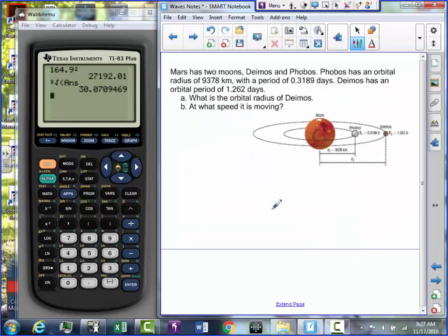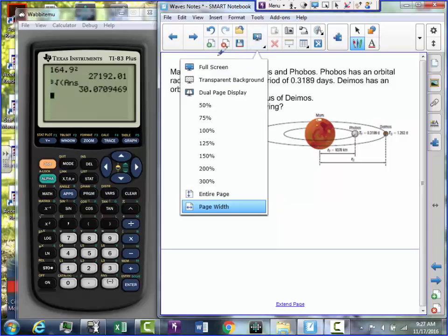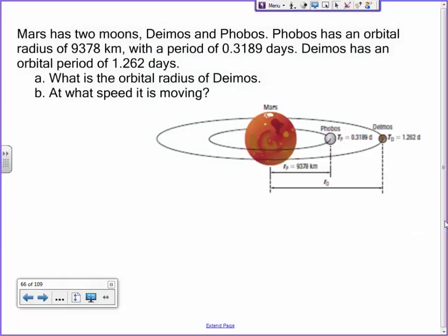Okay. Let me try another example here. I hope after doing this twice, you guys will get the concept here. So Mars has 2 moons. I don't know if you guys were aware of this, but Mars actually has moons. We have 1, it has 2.